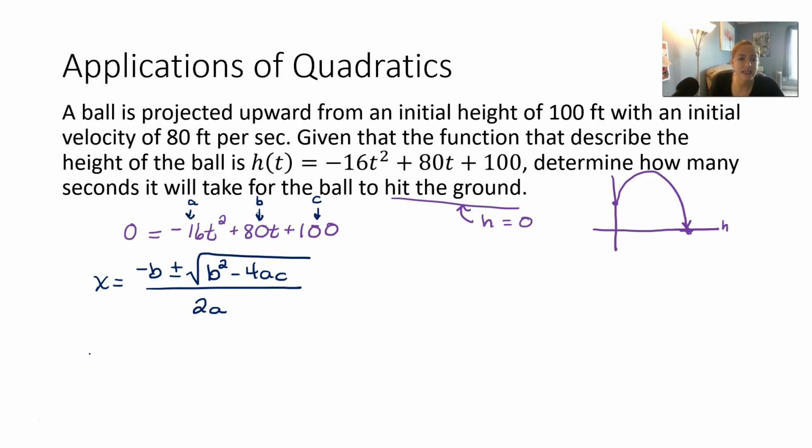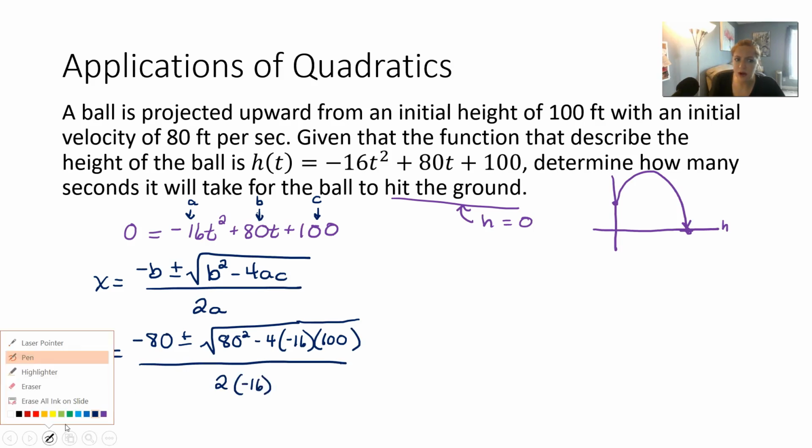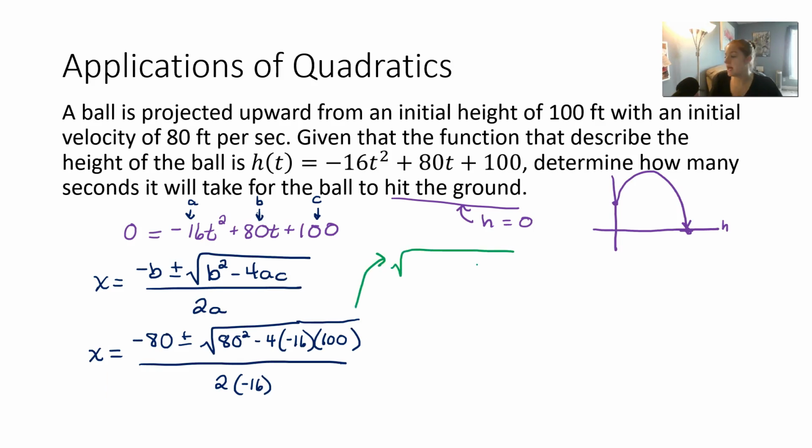So if we plug all of these in, you'll have x equals negative b. Since it's a positive, it's going to change into a negative 80. And then b squared, so we're going to have 80 squared minus 4 times a. A is negative 16, and c is 100, all over 2 times a, and a is negative 16. Now, when I've done this before with you, I like to go ahead and just simplify that square root first because, hey, that just makes life easier, right? So we don't have to keep writing everything over and over again.